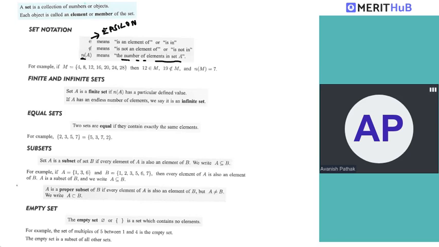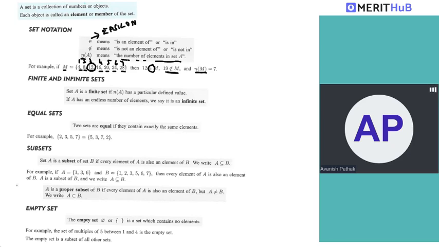For example, if I take a set M where we have numbers like 4, 8, 12, 16, 20, 24, 28, we can say that 12 is an element belonging to the set M. It's present in the set M. And 19 is an element that does not belong to M. There's no 19 inside this M. And the number of elements in the set is 7. We are counting the numbers: 1, 2, 3, 4, 5, 6, 7. So the number of elements is 7.